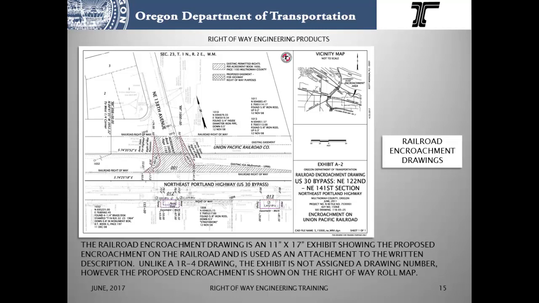Now, railroad encroachment drawings. This is an 11 by 17 exhibit, and it shows the proposed encroachment on the railroad and is used as an attachment to the written description. Unlike a 1R4 drawing, the exhibit is not assigned a drawing number. However, the proposed encroachment is shown on the right-of-way roll map. Now, if all your project is railroad encroachment, this can be assigned a 1R4 map number.